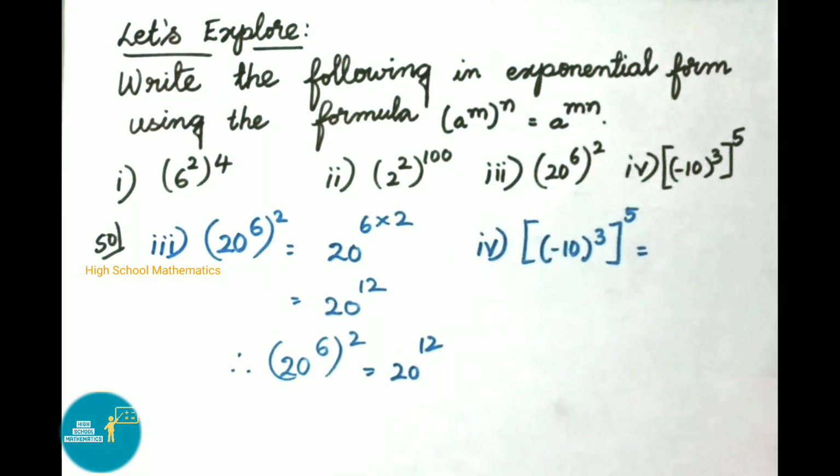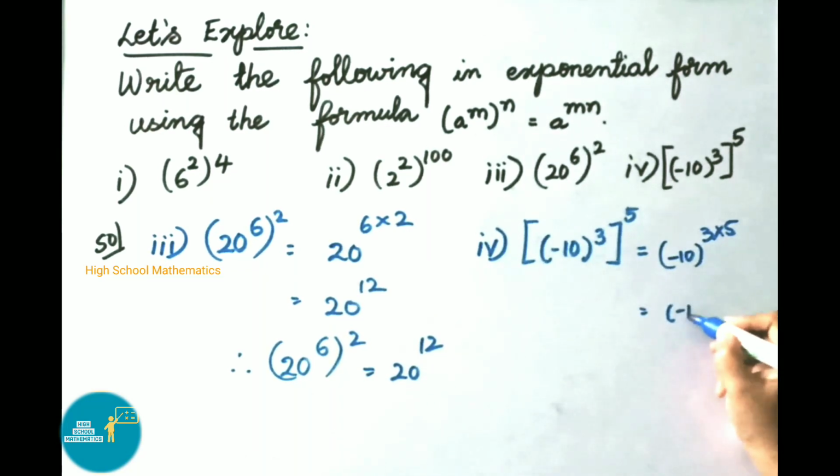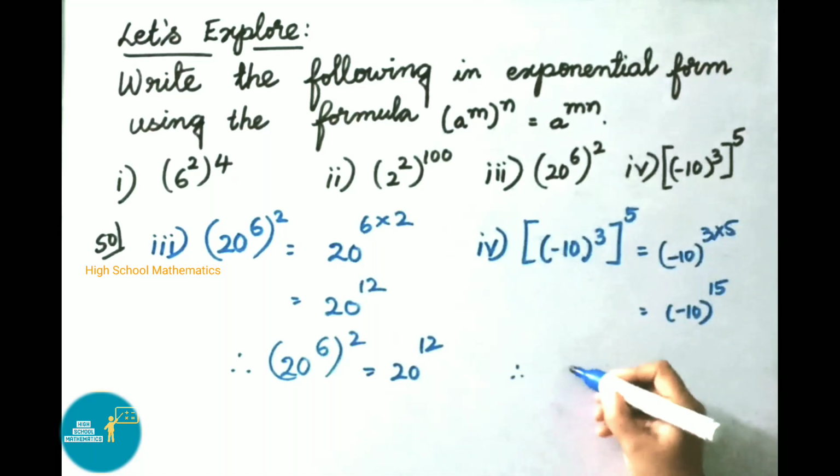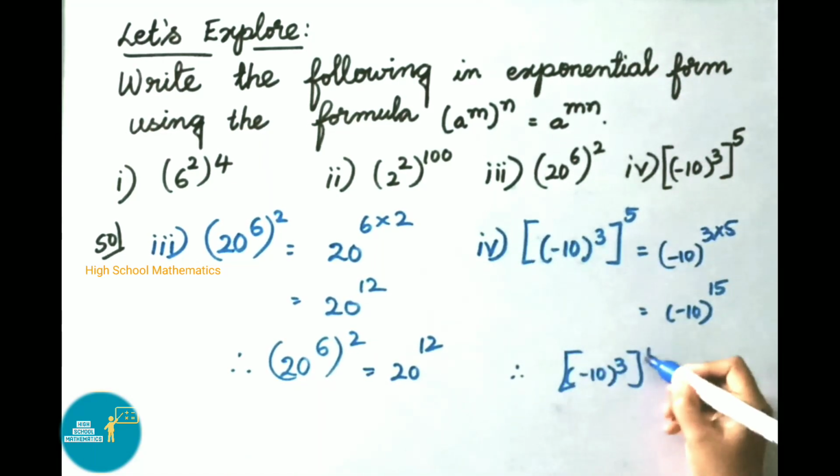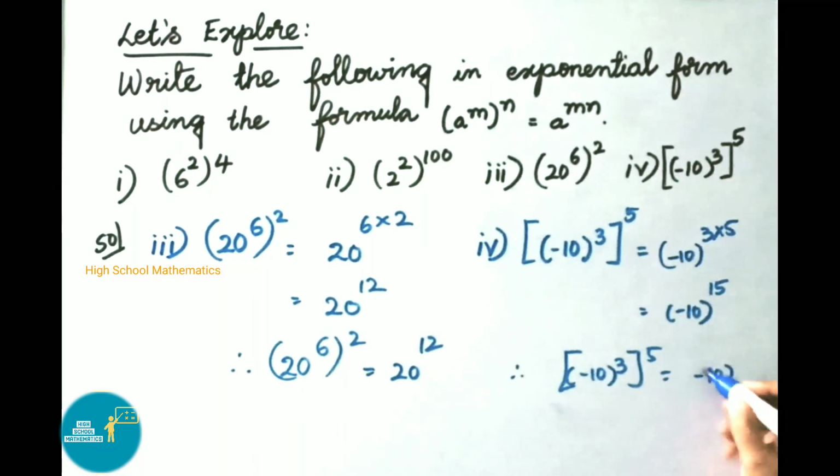See now fourth one. Minus 10 power 3 whole power 5. It is looking like the formula a power m whole power n. That equals to a power m into n. So write down minus 10 power 3 into 5. That equals to minus 10 power 3 5s are 15. Therefore, minus 10 power 3 whole power 5 equals to minus 10 power 15.